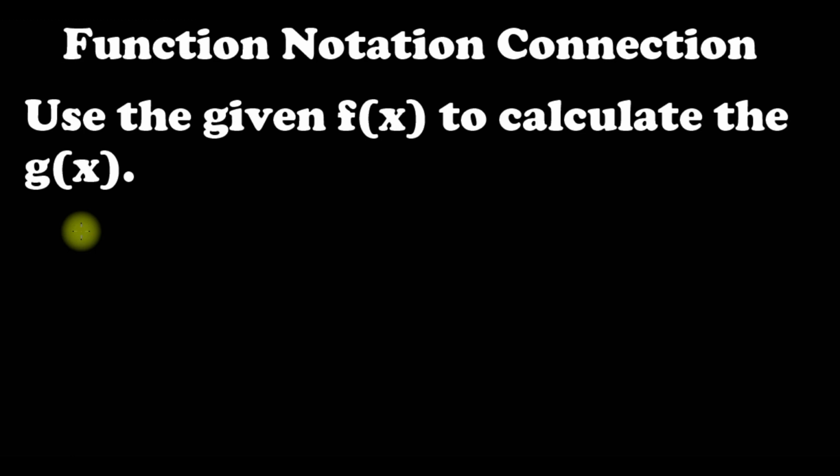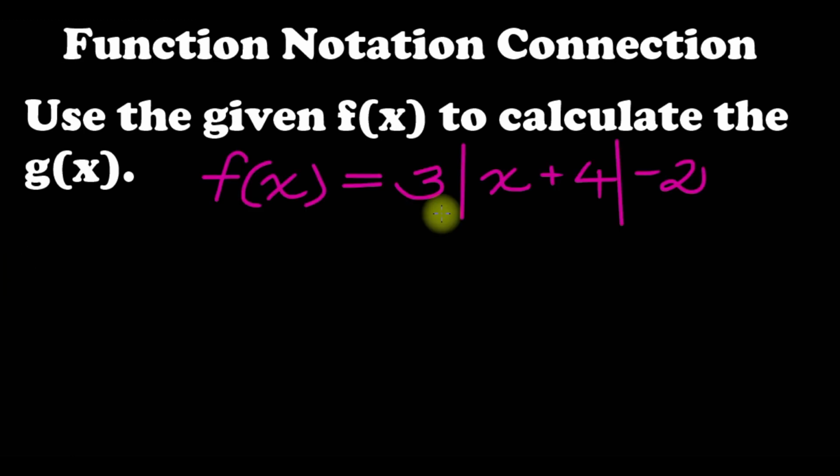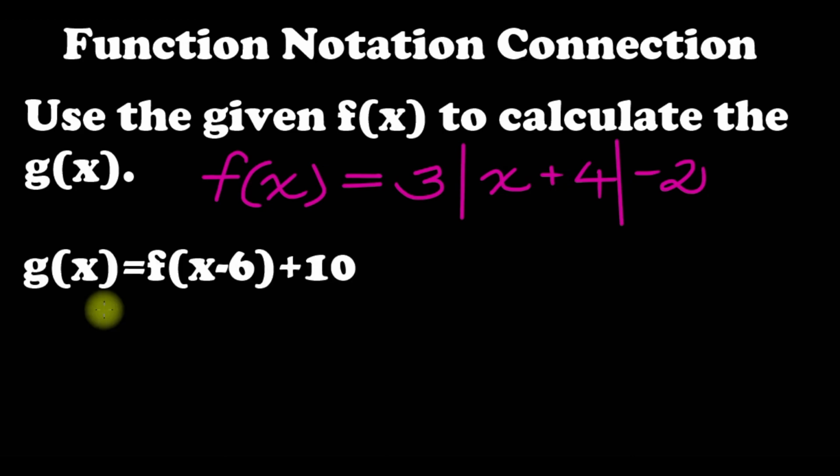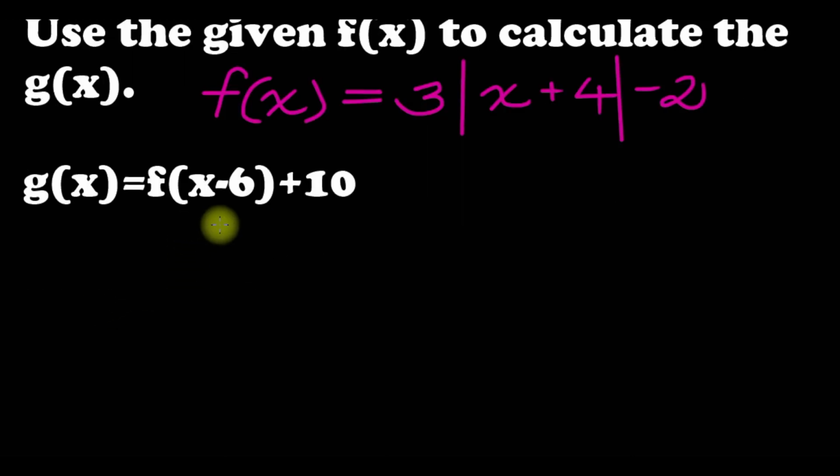Given that f of x is 3 times the absolute value of x plus 4, take away 2. So here you're given f of x. You have to use it to come up with g of x. So let's see what g of x is. Here g of x is f of x minus 6, plus 10. So we have to come up with f of x minus 6, plus 10.